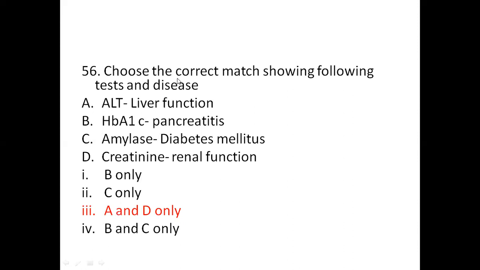Next question. Choose the correct match showing the following tests and disease. Option A, ALT, liver function. Option B, HbA1c, pancreatitis. Option C, amylase, diabetes mellitus. Option D, creatinine, renal function. Here the options are: first option, only B. Second option, C only. Third option, A and D only. Fourth option, B and C only. So the right answer is ALT, liver function test, and creatinine, renal function.